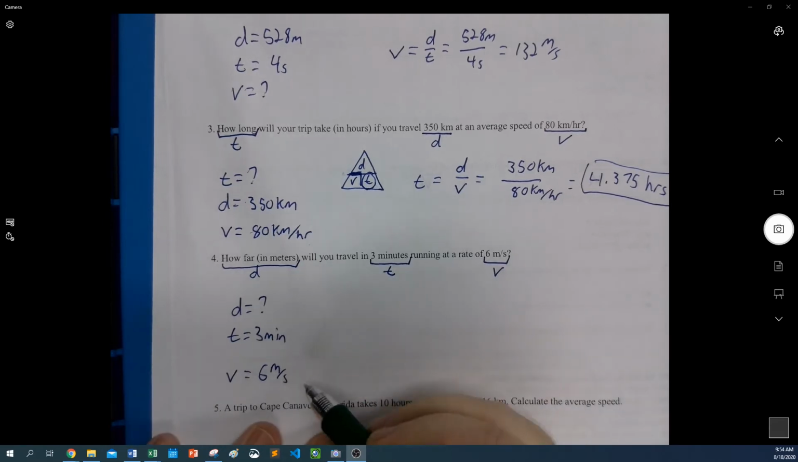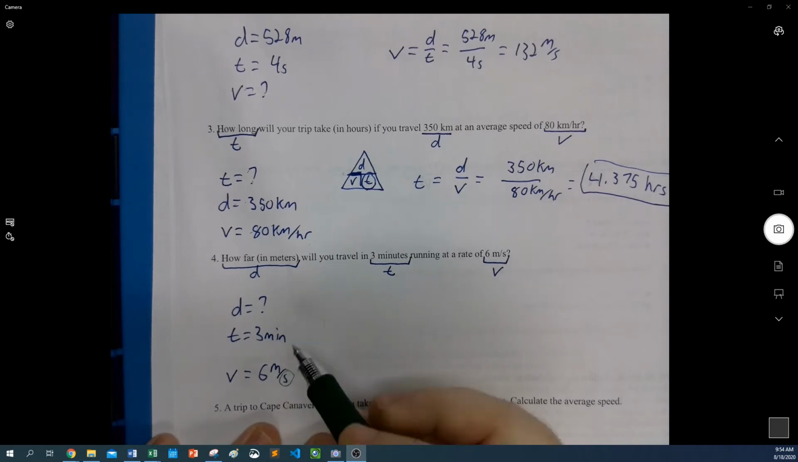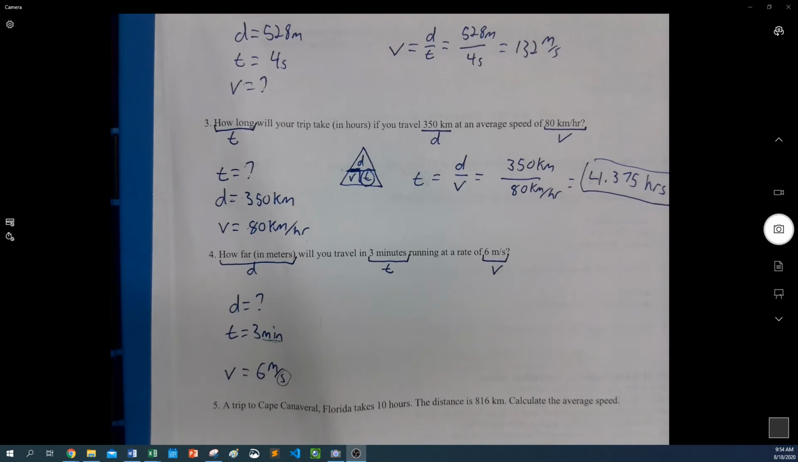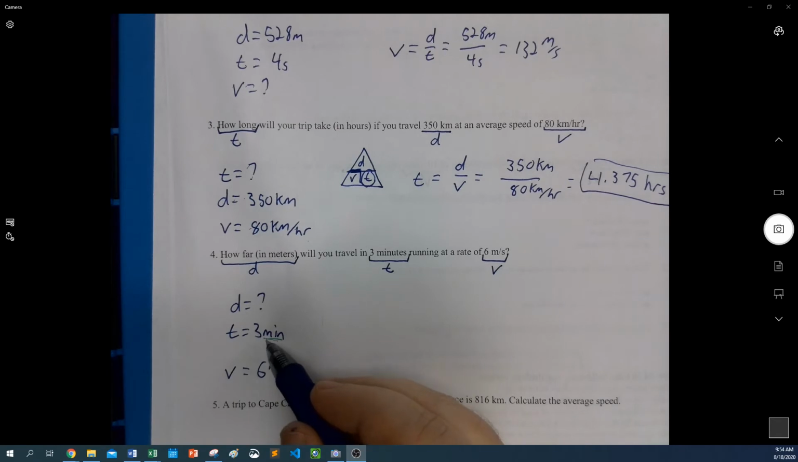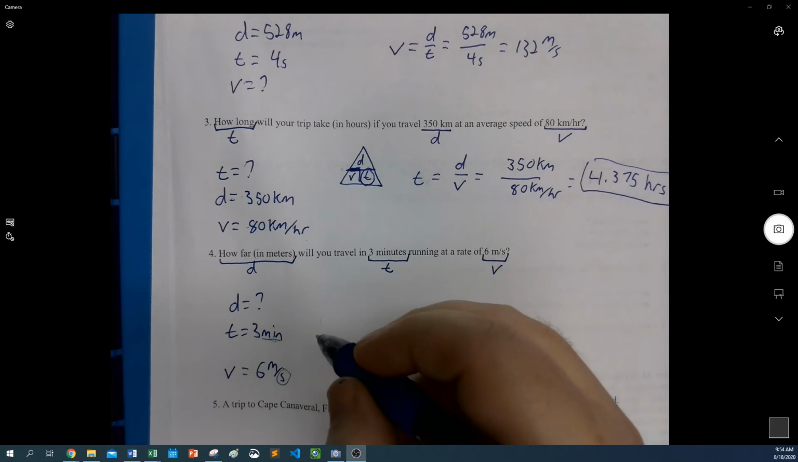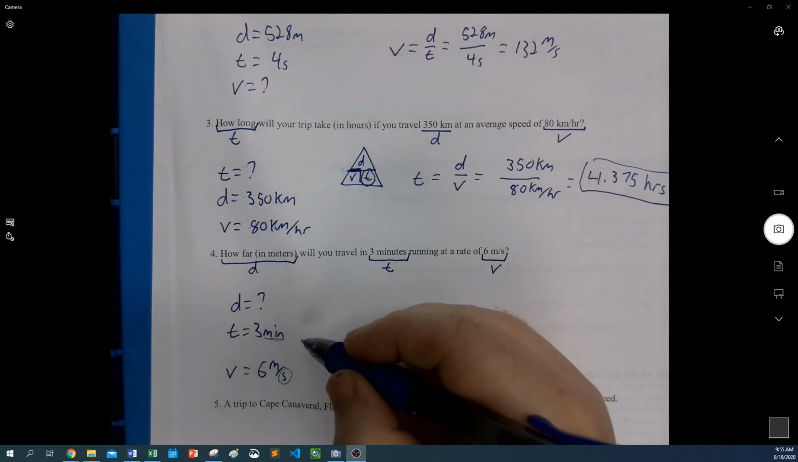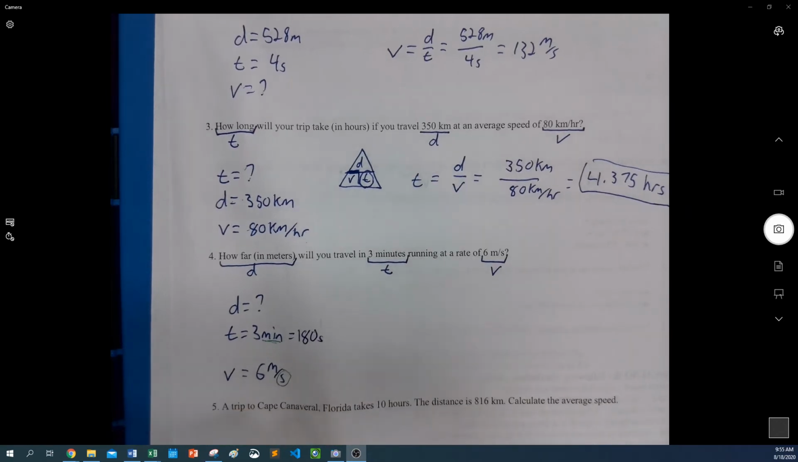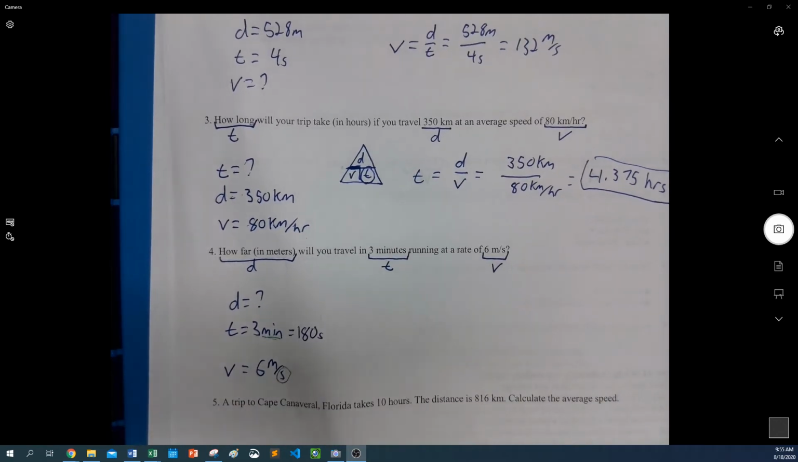So, this is in meters per second, but time is in minutes. We need to do some conversion. How many seconds are in 3 minutes? So that's equal to 180 seconds. We need to make sure our units match.